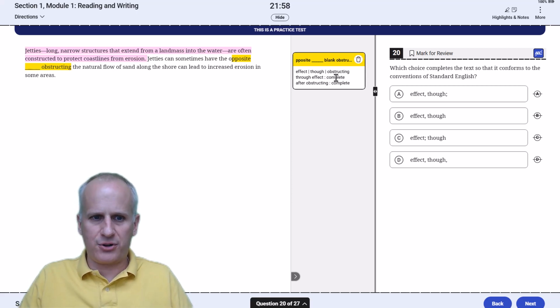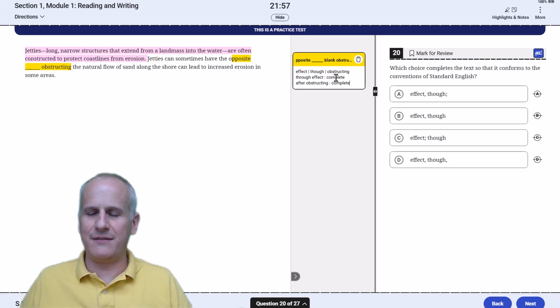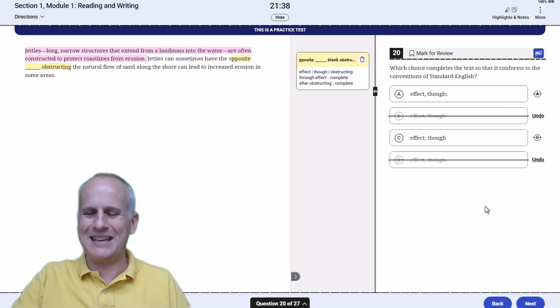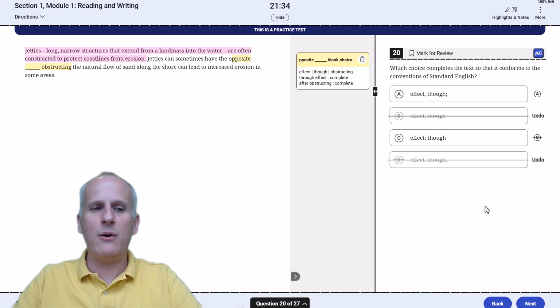We've got obstructing the natural flow of sand, even though obstructing kind of looks like a verb, that's functioning as what is known as a gerund, and that is the action as a noun. So obstructing can lead has another subject-verb pair, which tells me we need to have a semicolon between these two complete ideas. So that allows us to eliminate answer choices B and D because you can't have a comma between two complete ideas. Now we just have to think about where the though comes from.